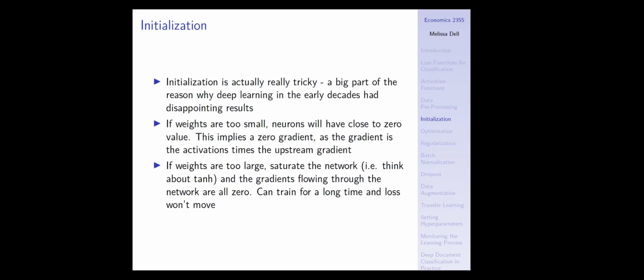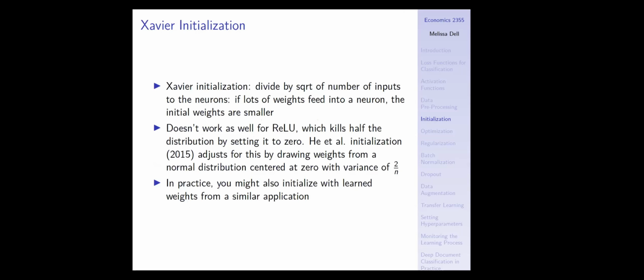On the other hand, if weights are too large, you'll saturate the network. And this is particularly true with a function like tanh. Remember I said sigmoid and tanh make it particularly difficult to initialize the network. If you've saturated the network, then all the gradients flowing through it are going to be 0. You can train and train and train, but your loss isn't going to move because you're just adding 0. And so you need it to be just right in terms of the magnitude.